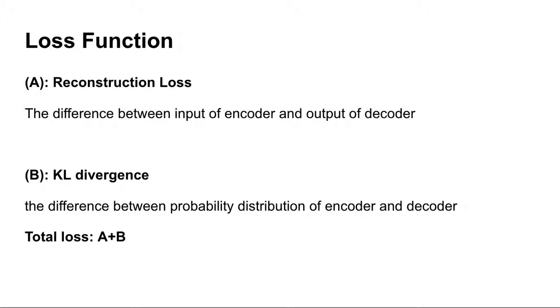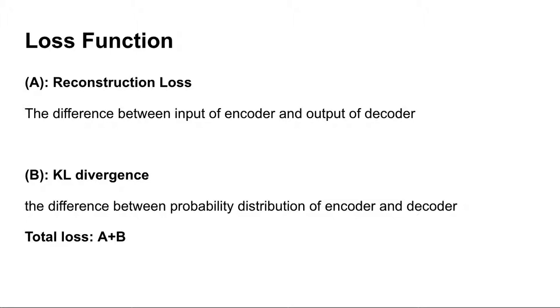The other parameter in this model that we have to take care of is the loss function. In a variational autoencoder, we have two different types of loss. One of them is the reconstruction loss, which shows the difference between the input of the encoder and the output of the decoder, which means the original image and the reconstructed image.